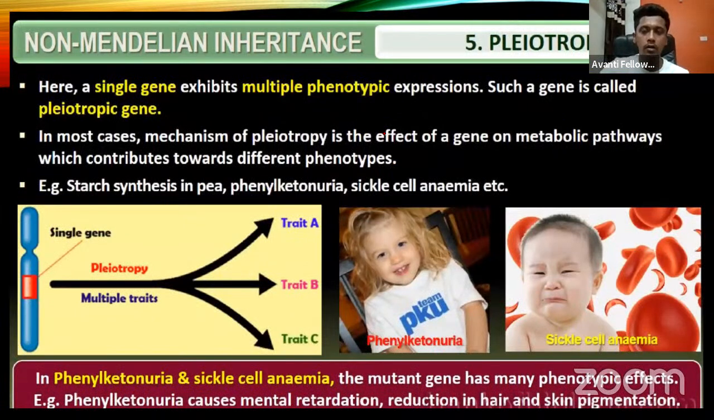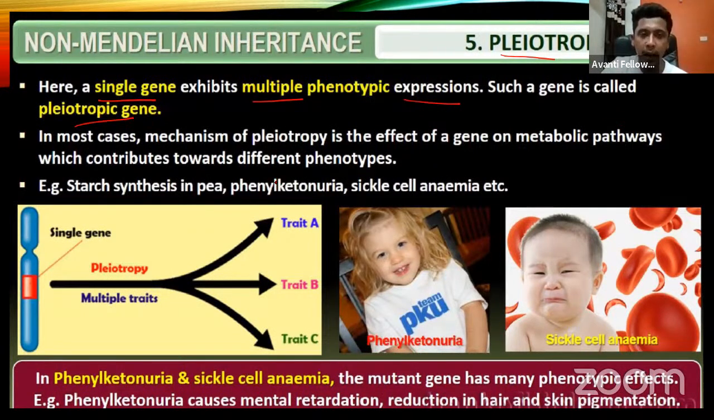All right, and our last slide is pleiotropism. Pleiotropism is a classical example. Why do I say it is a classical example? Whenever we have a single gene, and the expression of this gene can result in multiple phenotypic expressions, we call it a pleiotropic gene.